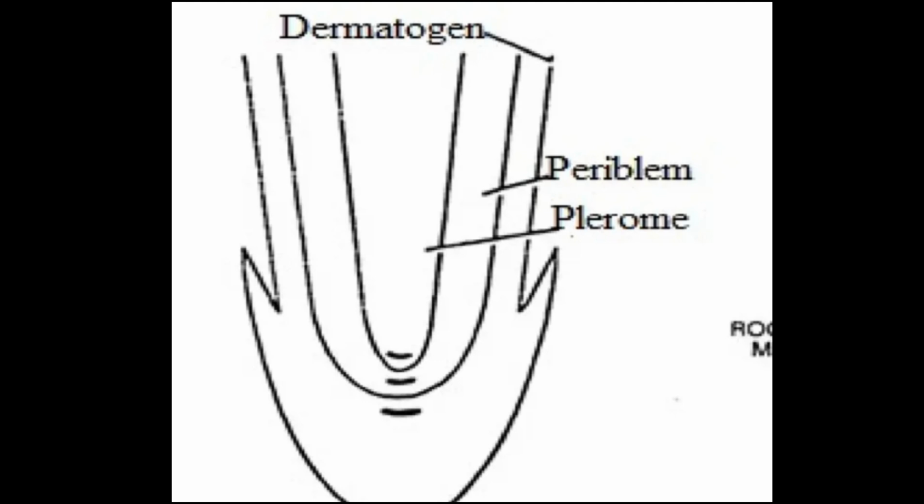So dermatogen forms the epidermis, periblem gives rise to the cortex, and the vascular cylinder originates from the plerome. Later on, calyptrogen was defined as a fourth histogen that plays a role in the formation of the root cap. Then Haberlandt proposed the names protoderm, ground meristem and procambium for these three histogens, dermatogen, periblem and plerome respectively.